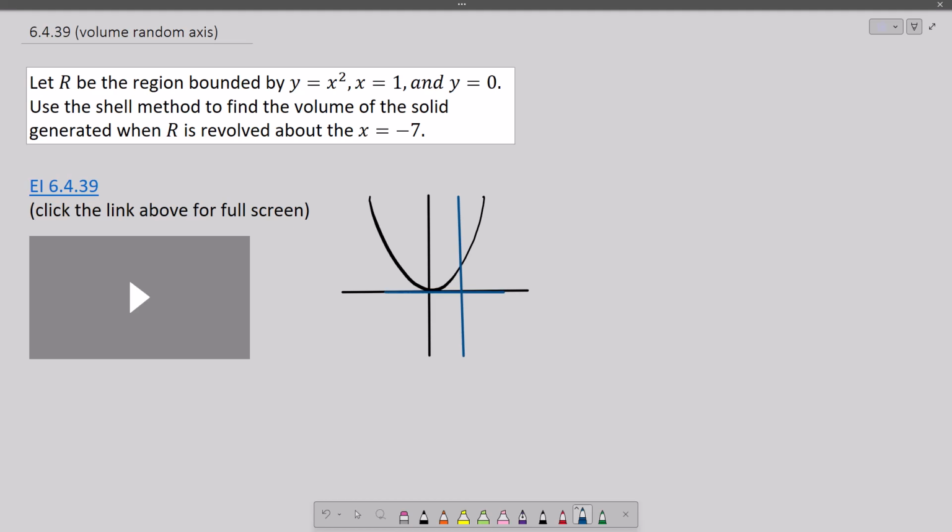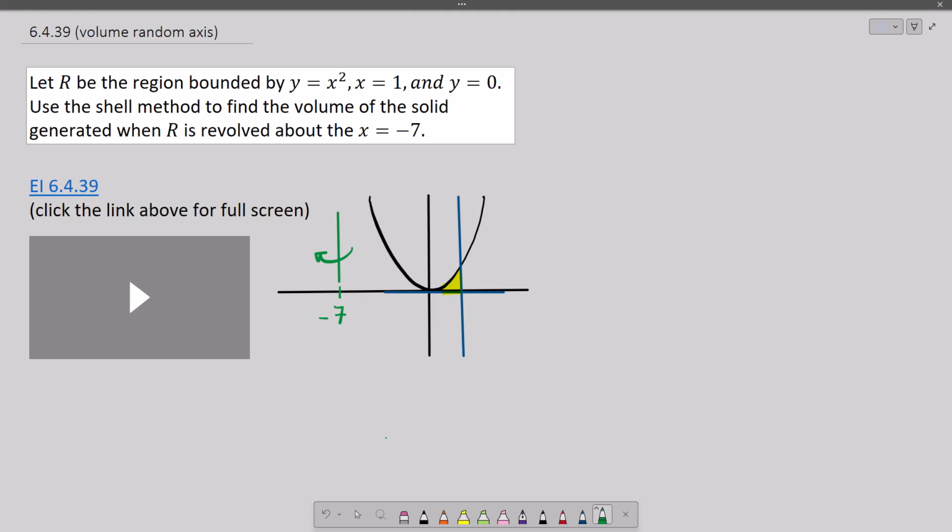Y equals 0. Okay, that's it. So there should be no ambiguity. This is our shape in there. That is our shape, that little triangle-ish thing. All right, and we're going to rotate around a line out here at -7. So that is our axis of rotation, -7. And it says to use the shell method.